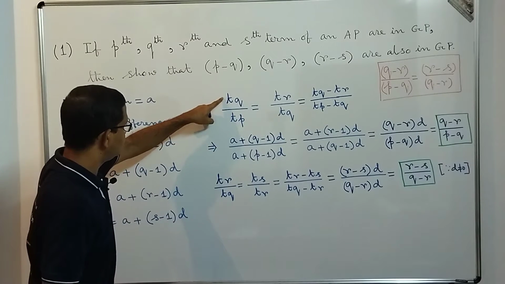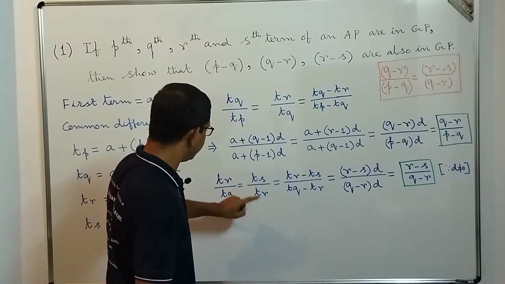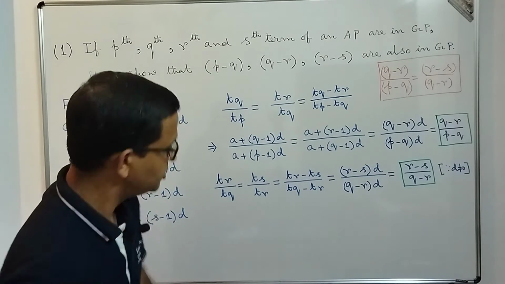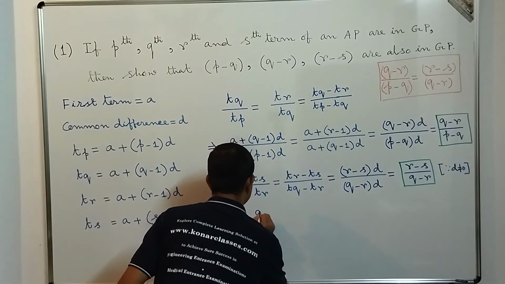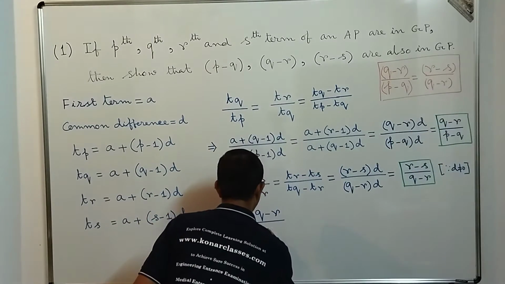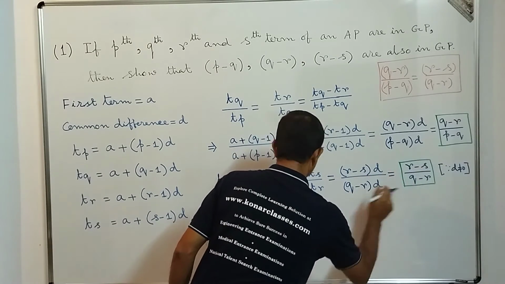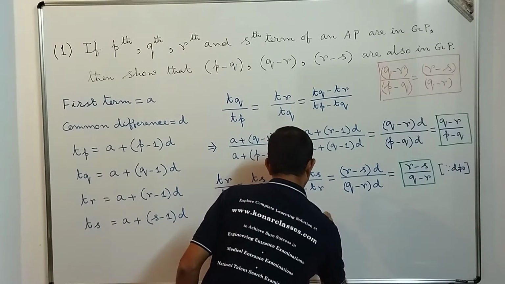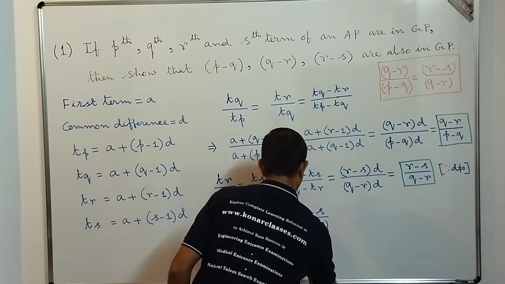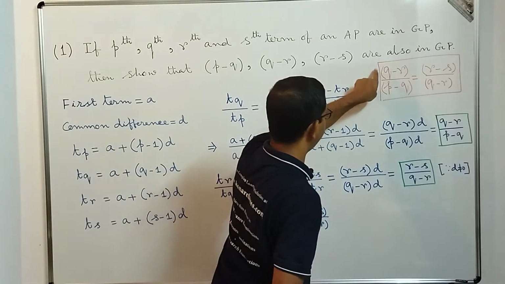These two values are the same. Why? Because tq by tp is equal to tr by tq is equal to ts by tr, correct? So what can we write, dear students? We can write that q minus r divided by p minus q is equal to r minus s divided by q minus r. So that means we are able to prove whatever we have written here.